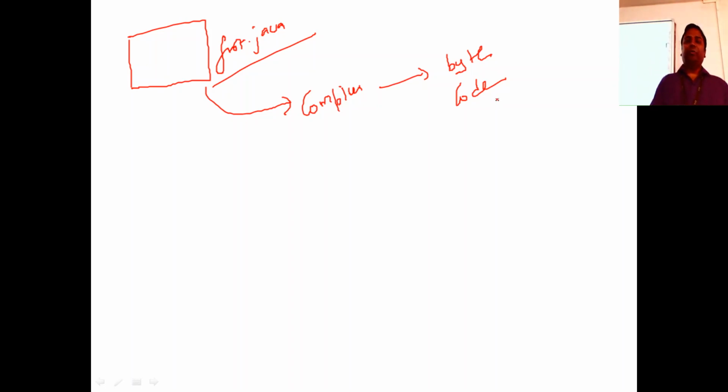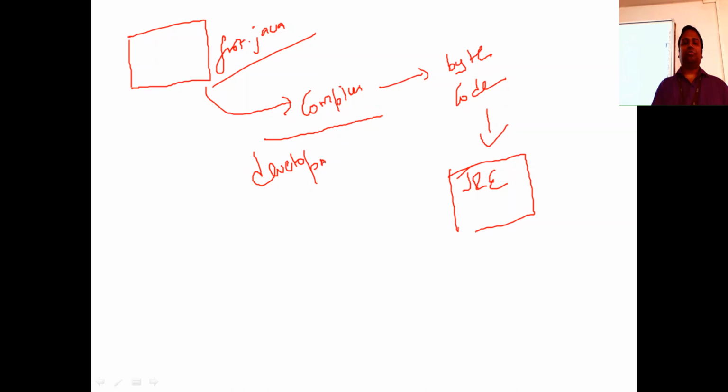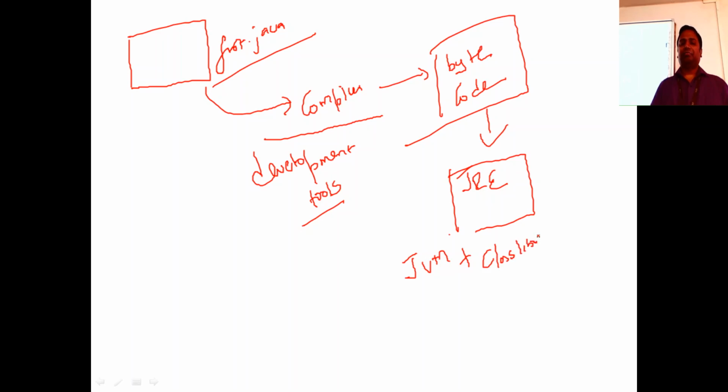And this bytecode will be given to your Java runtime environment, JRE. All these things, the compiler, debugger, monitor, everything, come under your development tools. Whereas this bytecode, which is not machine specific, is given to the Java runtime environment. What does the Java runtime environment consist of? The Java virtual machine plus all the class libraries. You'll be using a lot of Java libraries for input, output, formatting, and processing.